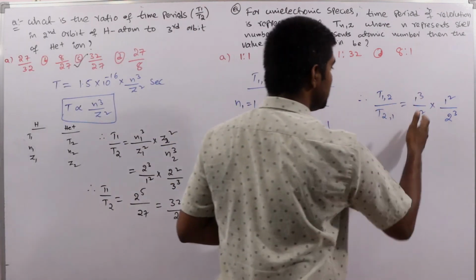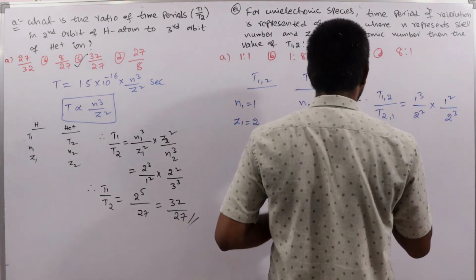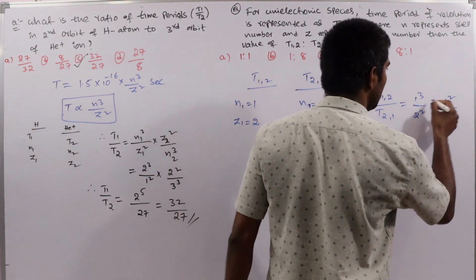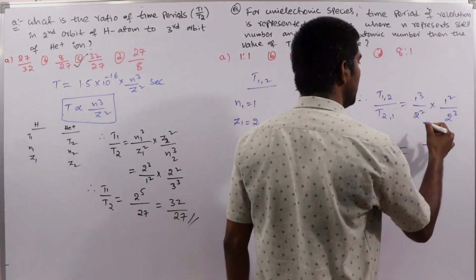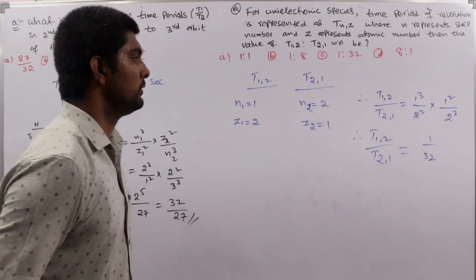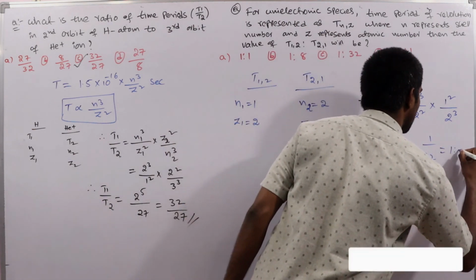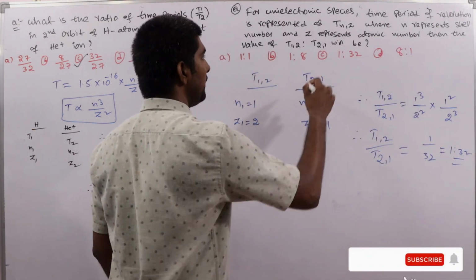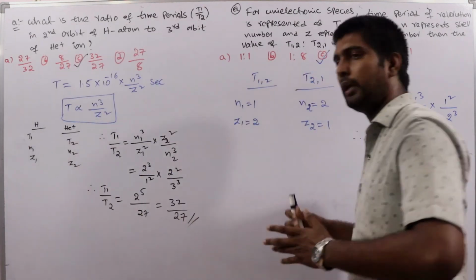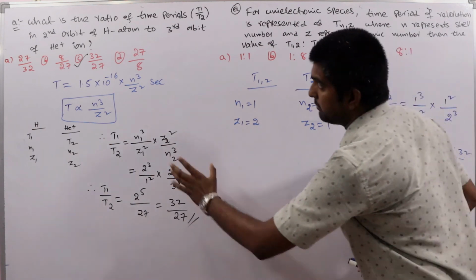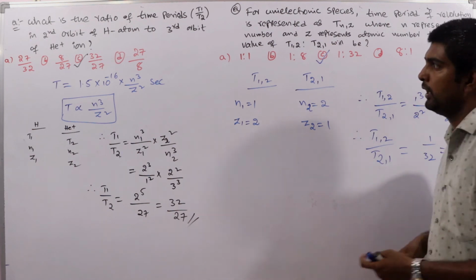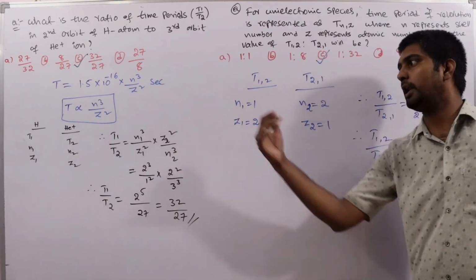So after substituting this one, therefore T1 comma 2 by T2 comma 1 is equal to, on numerator we have 1, here 2 power 2 into 2 power 3, that is nothing but 32. Okay, so therefore we can write it as 1:32. So option C is the answer. Okay, so same formula only, so solution is also same. Just how they are asking the question, you should observe that one. Nothing in this one. In both cases we are using the same relation.